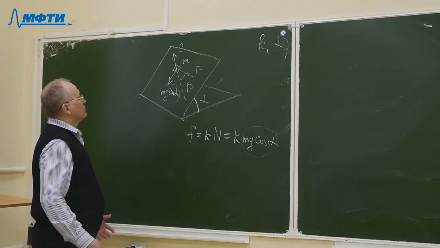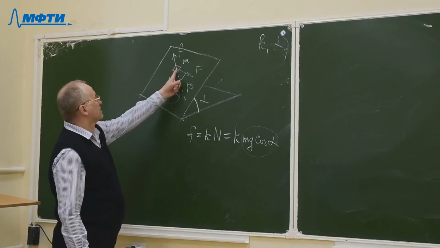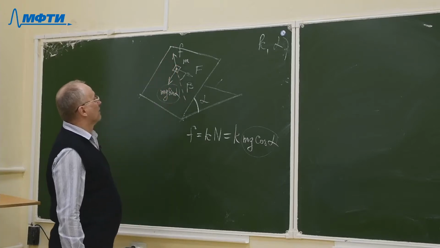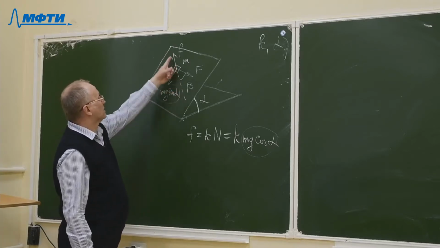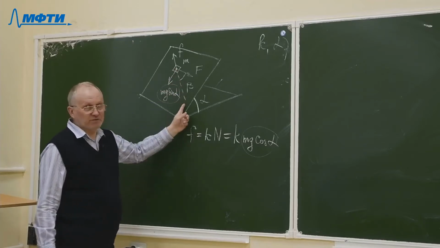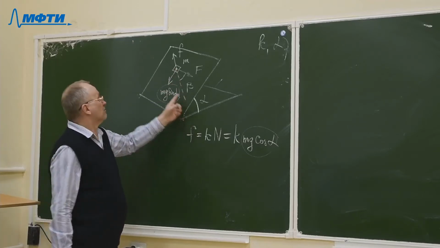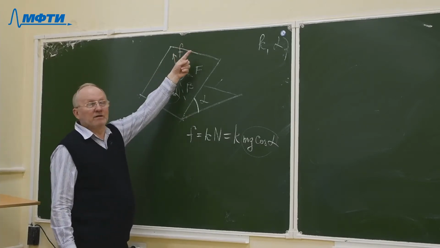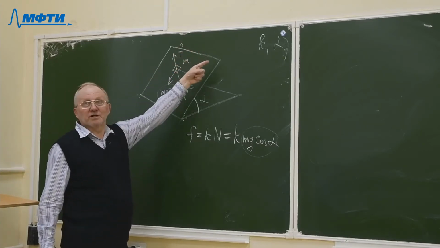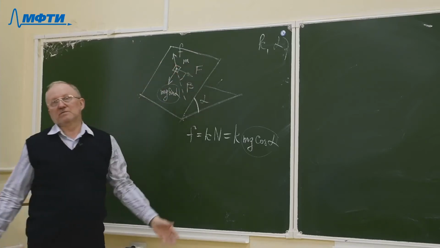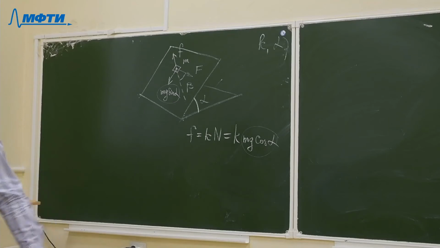The only thing you have to guess is that when the body starts moving, the force of friction will be directed oppositely, opposite its displacement, whatever direction of displacement. We may move the body in this direction, or upward, or in some arbitrary direction. If the body moves along this line, the force of friction is opposite. That's the property of friction.